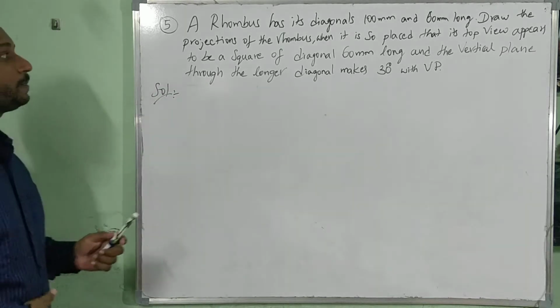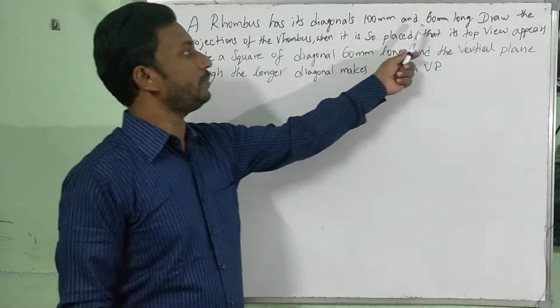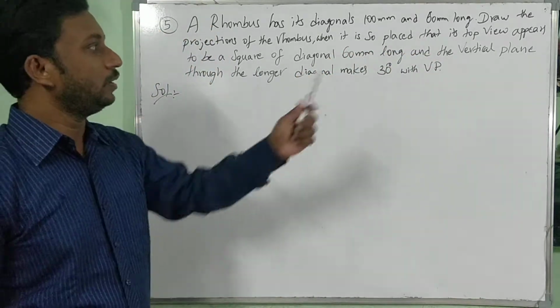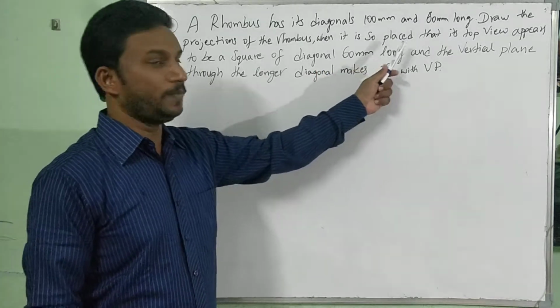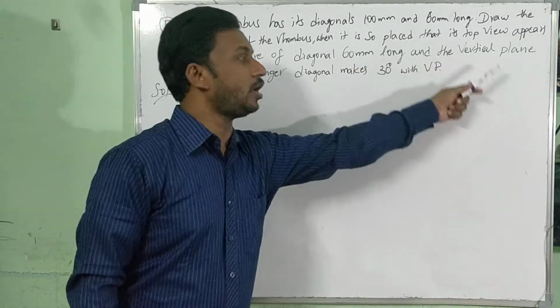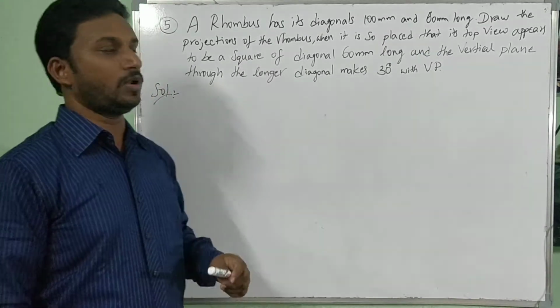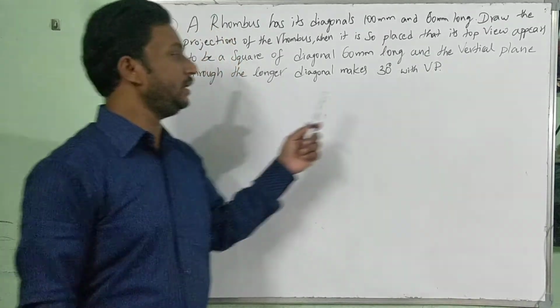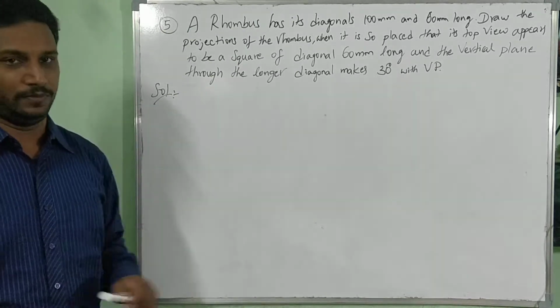Looking to the question, a rhombus has its diagonals 100 mm and 60 mm long. Draw the projections of the rhombus when it is so placed that its top view appears to be a square of diagonal 60 mm long, and the plane through the longer diagonal makes 30 degrees with the VP.